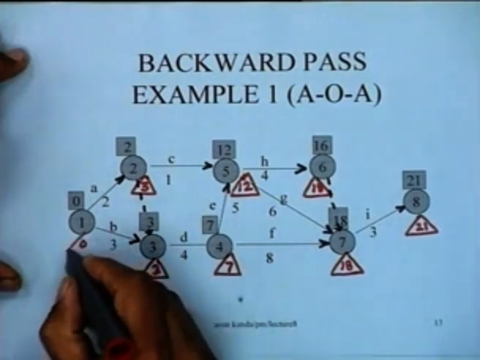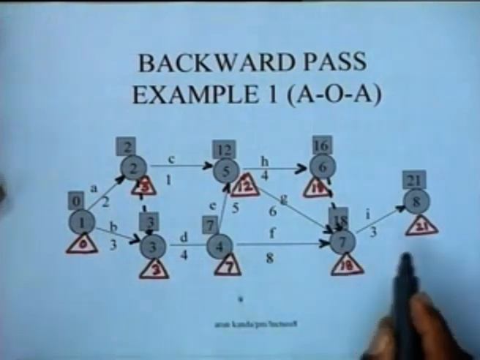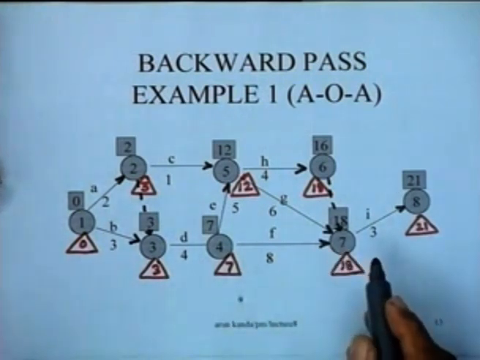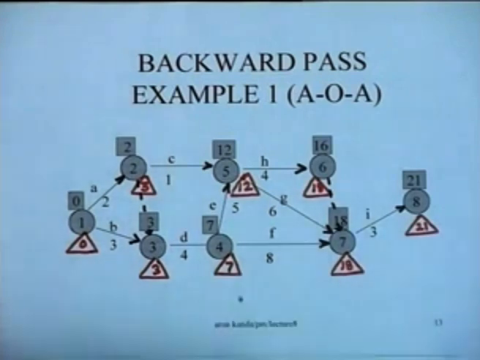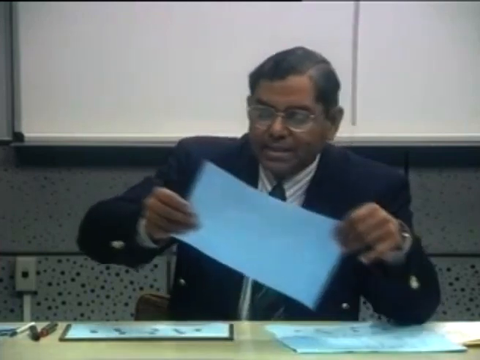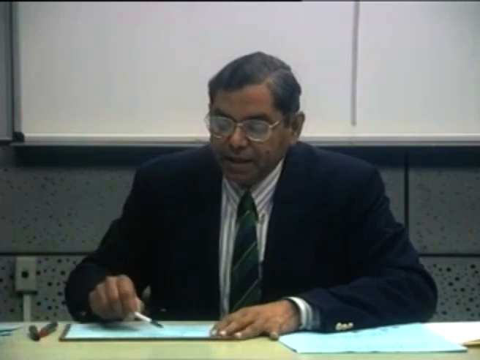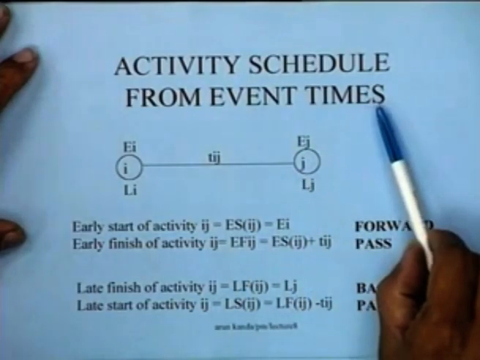So this is 0. So the numbers in the triangles at the bottom of each node establish the latest occurrence time for each of the nodes. So their computation has been illustrated for this particular example. The next step is we are interested in determining an activity schedule from the event times.